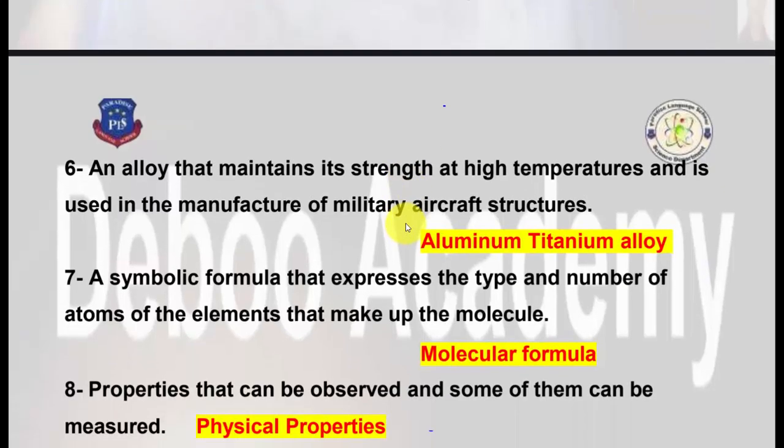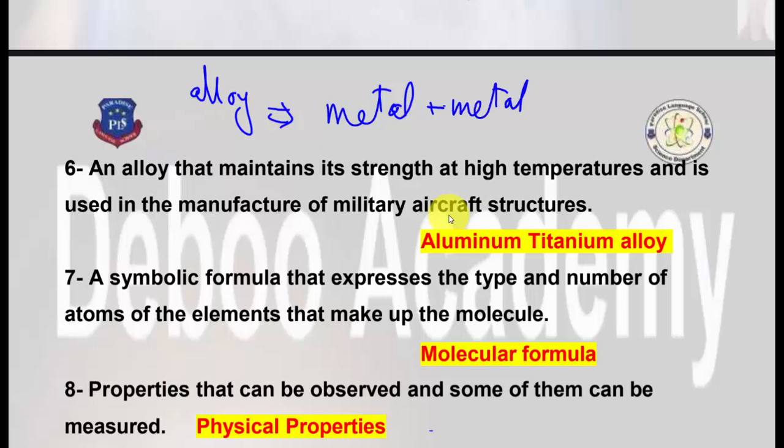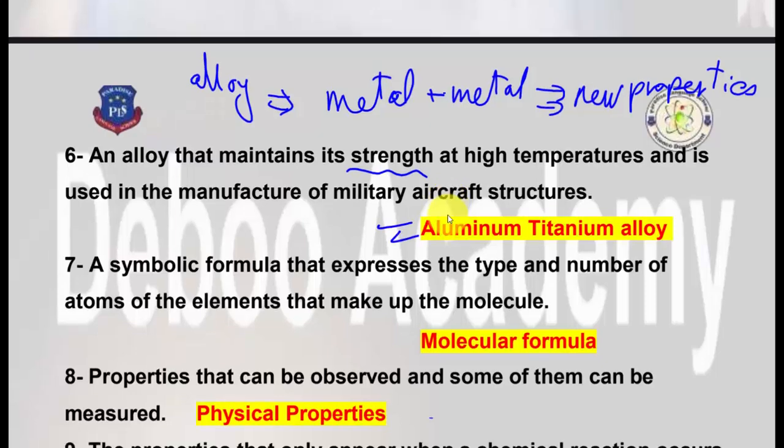Move to another one: an alloy that maintains its strength at a high temperature. It's used in manufacture of military aircraft. It's aluminum titanium alloy. Dear students, an alloy is composed of two or more metals, metal plus metal. It gives a new substance called an alloy with a new property, like here, it keeps its strength at high temperature, it's aluminum titanium alloy.